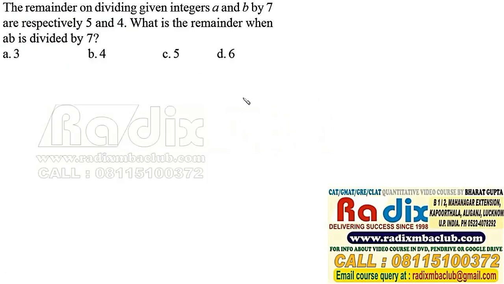The remainders on dividing given integers a and b by 7 are 5 and 4 respectively. So if we divide a by 7, the remainder is 5, and if we divide b by 7, the remainder is 4. So we'll write a = 7q1 + 5, b = 7q2 + 4. What is the remainder when ab is divided by 7?